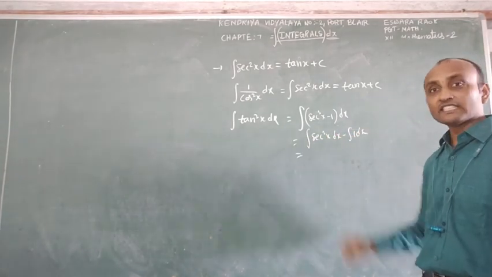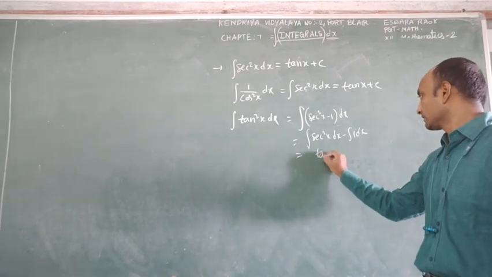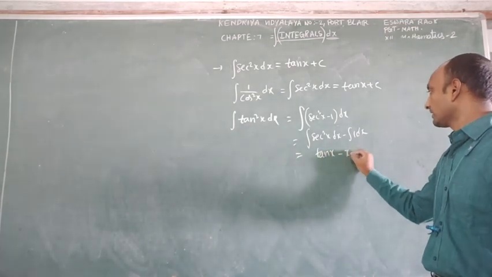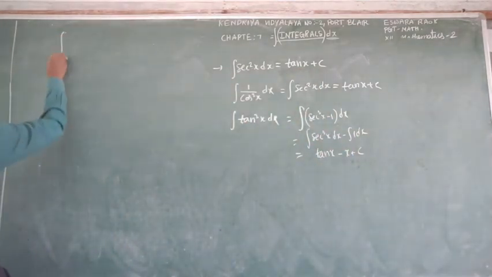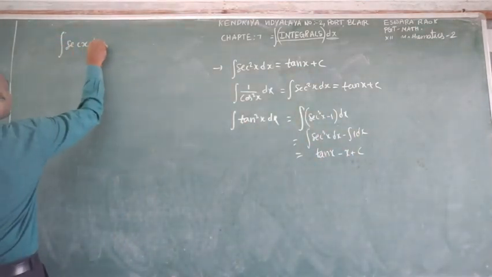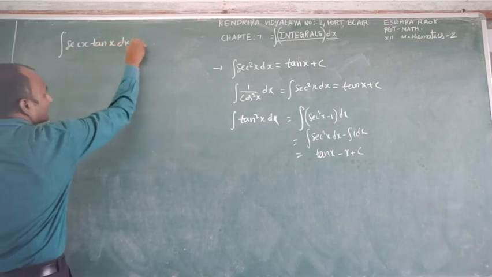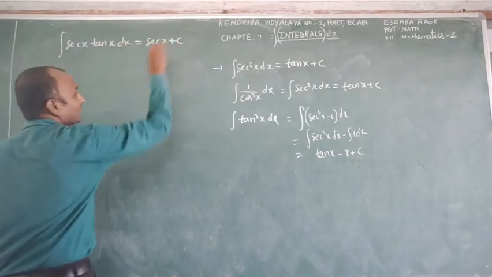What is integration of secant square x? Tan x minus integration of 1, which is x, plus c. See how they are asking. Now one more question, look at it. What is integration of secant x tan x into dx? It is secant x plus c. This is the formula. This they ask.